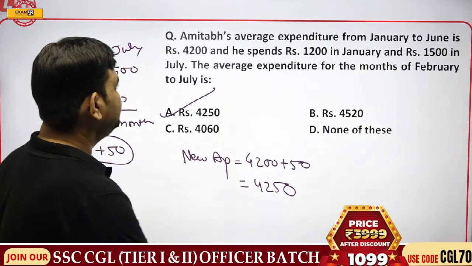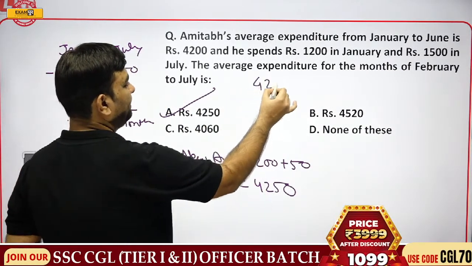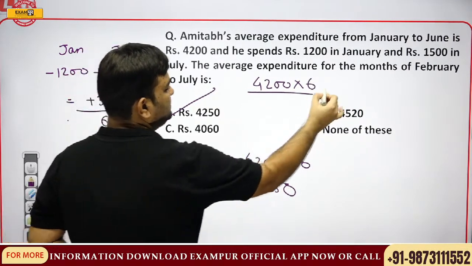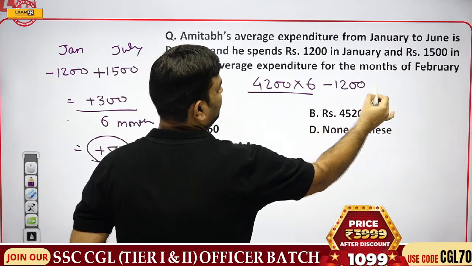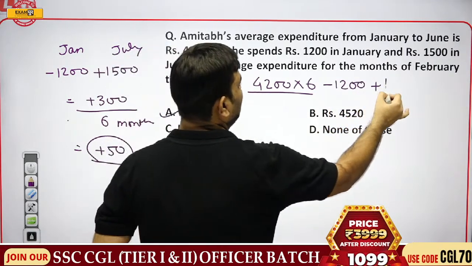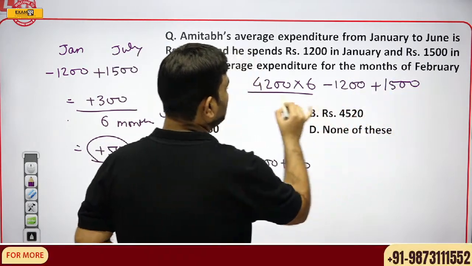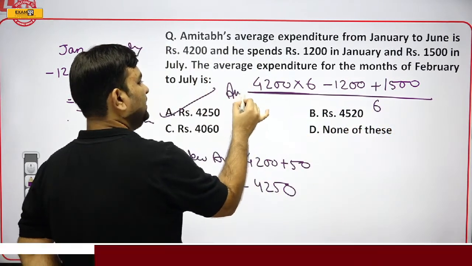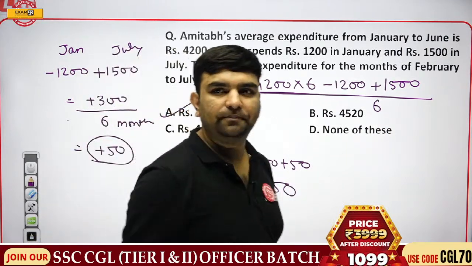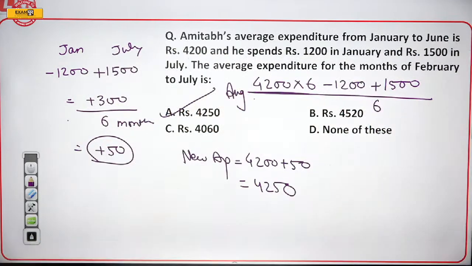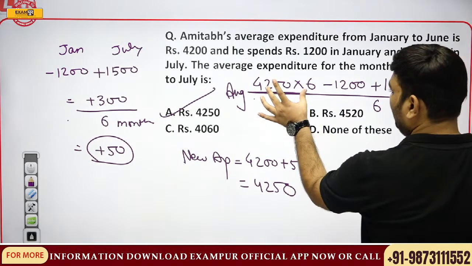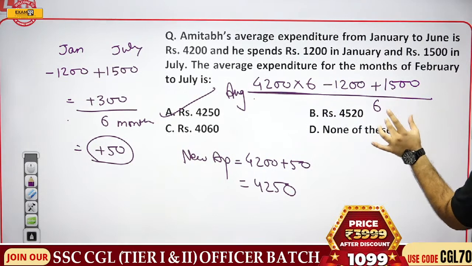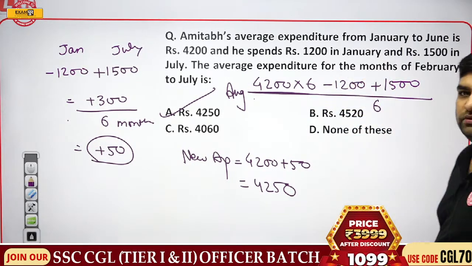Otherwise, you would do 4200 January to June, 6 months total. January will go, February will come, July will come. Now also there are 6 months. Divide to find out the new average. It is also not bad. Initial total for 6 months, subtract January, add July, divide by 6 and find out the average.